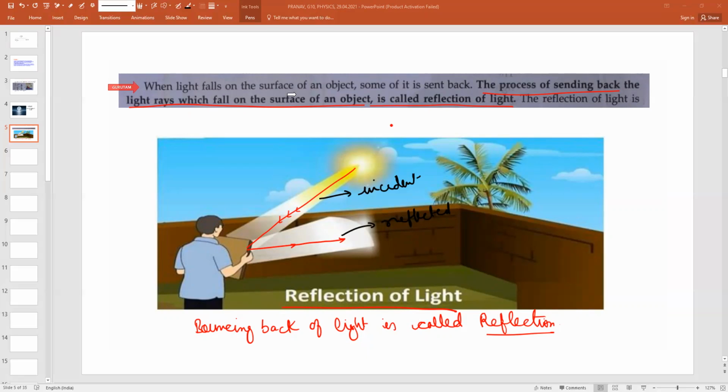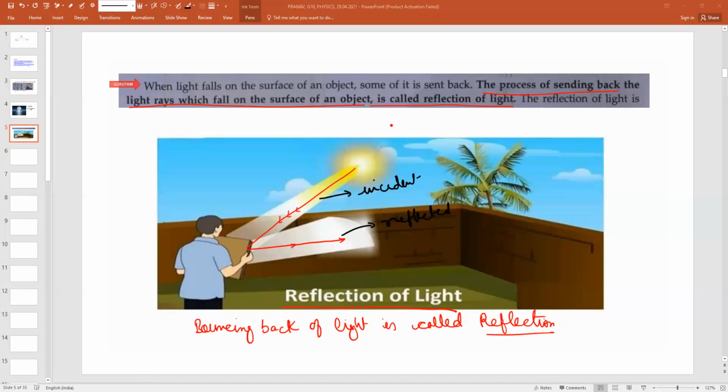When light falls on the surface of an object, some of it is sent back, and the process of sending back the light rays which fall on the surface of the object is called reflection of light. This answer is for a 2-marker. Please make a note. I'm waiting for you. Done? Okay.